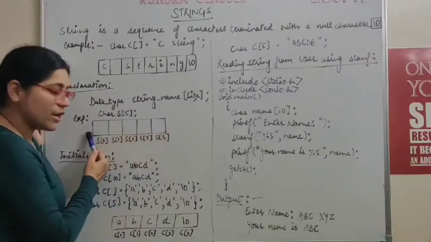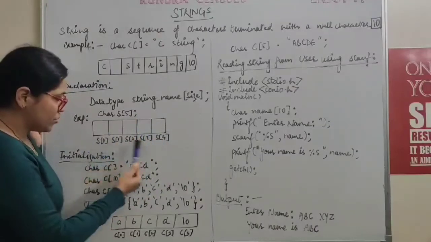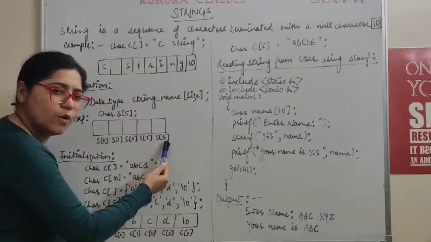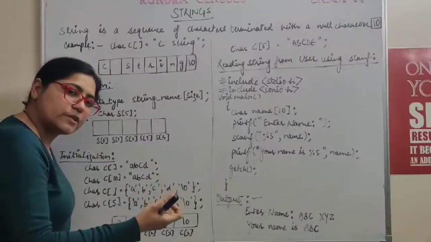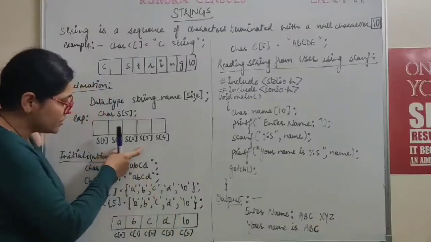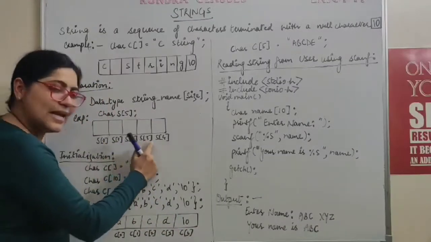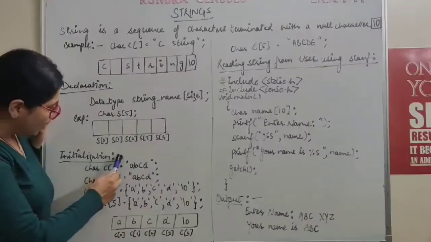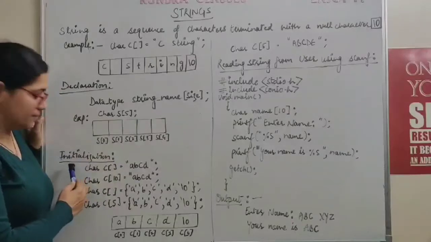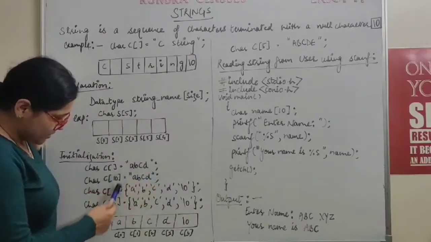This is how the string will be stored in the memory from the 0th position to the 4th position. As we know, arrays are stored from the 0th position, 0th subscript onward. So strings are in the same manner: S[0], S[1], S[2], S[3] and S[4]. Okay. Now let's see how you can initialize a string. For string initialization, here I mentioned some statements.